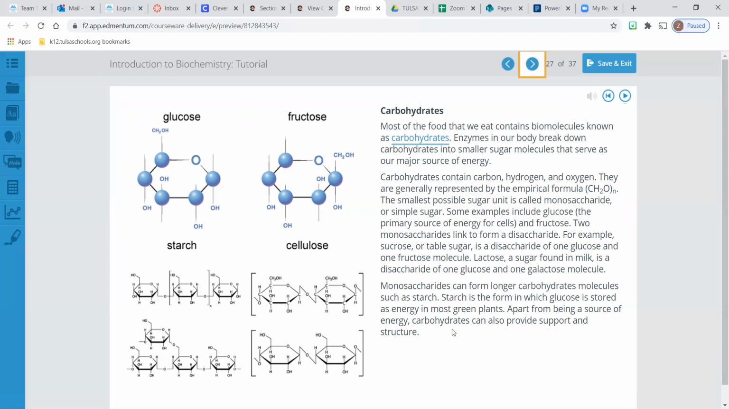Monosaccharides can form longer carbohydrates, molecules such as starch. Starch is the form in which glucose is stored as energy in most green plants. Apart from being a source of energy, carbs can also provide support and structure. So here you see that starches, cellulose, they're made up of lots of these individual glucose and fructose molecules.